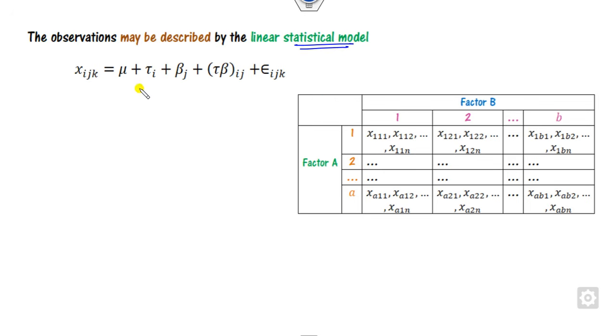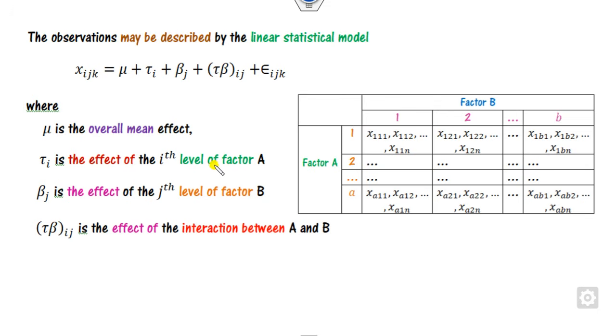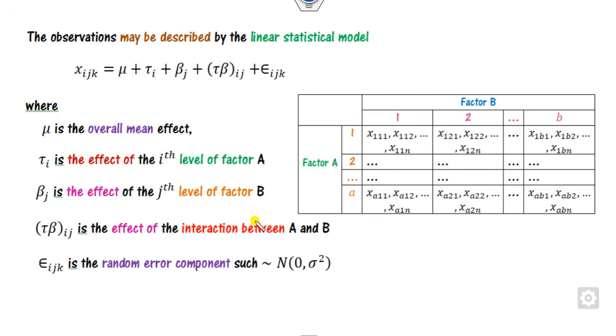Once we get this abn, then we can define the statistical model according to the ANOVA model, that is the mu. What is the mu? That is the overall mean. You can find the overall mean by taking the sum of all these observations, say xij, divided by the total number of observations. What is the tau? This is the main effect of factor A. This beta is the effect of factor B. Tau beta, that is the AB combination, is the interaction factor. And epsilon is nothing but the random error.